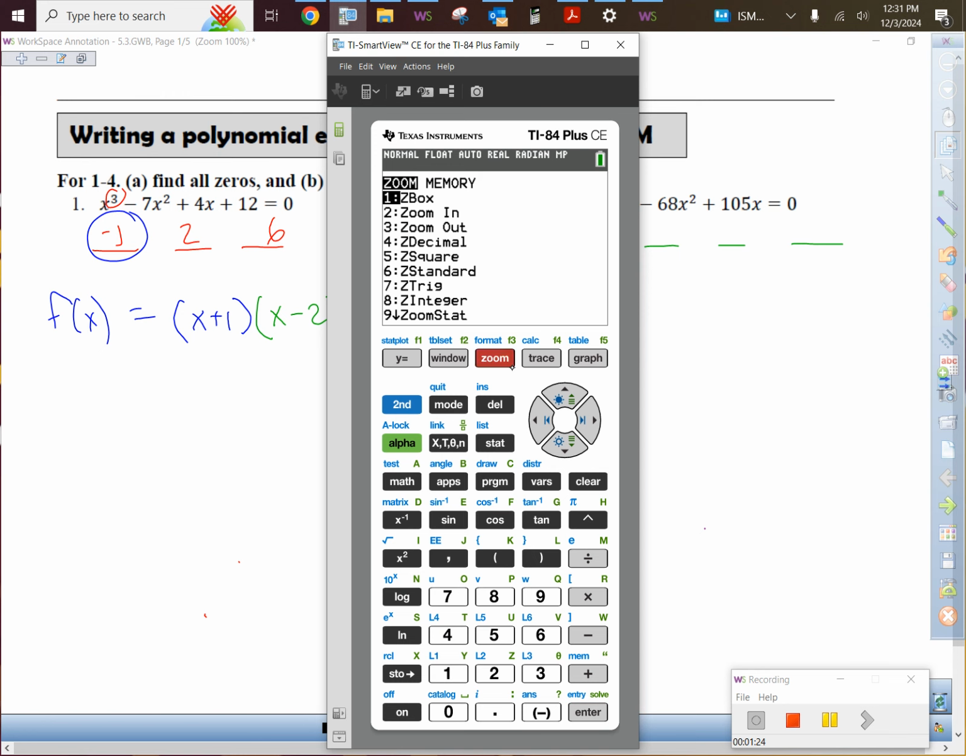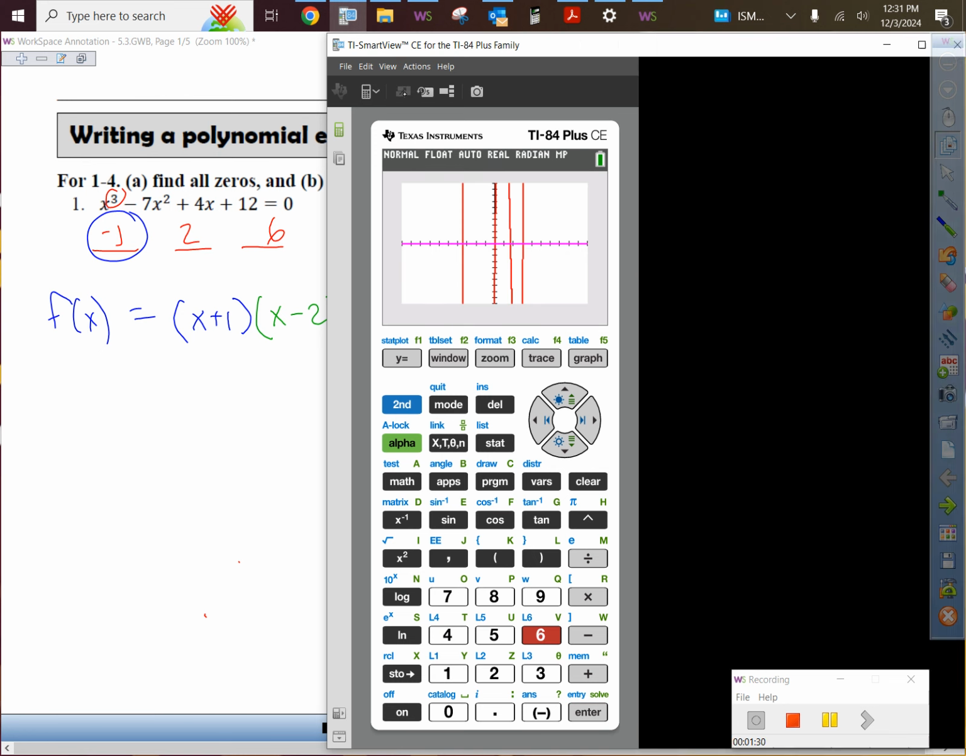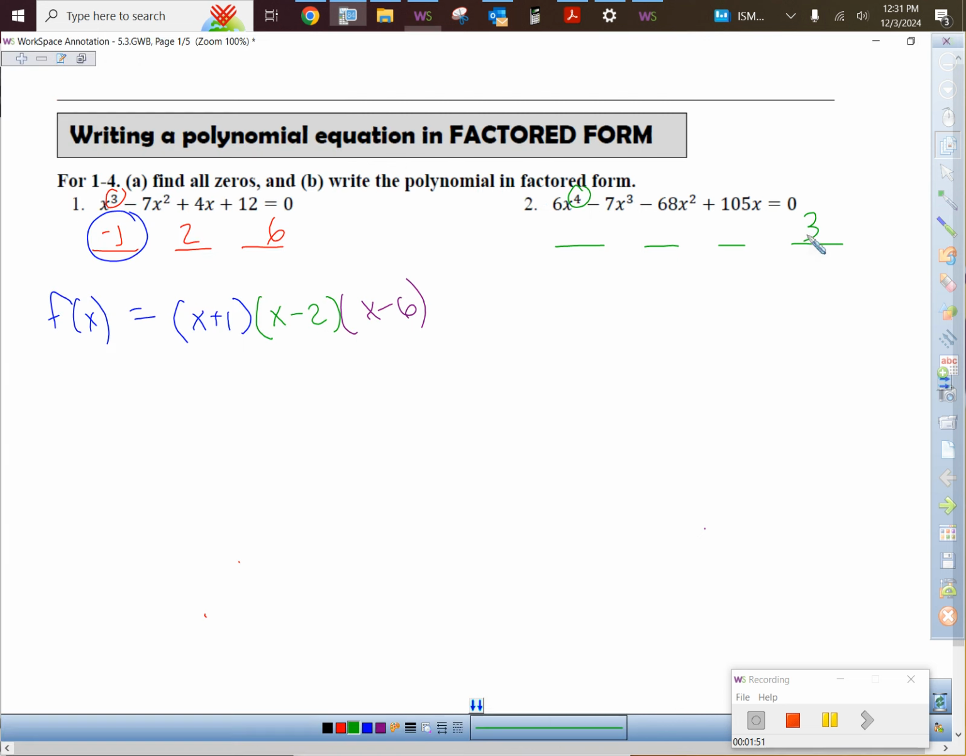If I hit zoom 6 after I've got that typed in, it's kind of a messy one, especially if you have a black and white calculator. Let me make this a little bit bigger. A black and white calculator is going to be very, very tough to see that right there is a 0 at 0 in this case. There's also one way over here in no man's land, and there's another one right here at 1, 2, 3. If I trace 3, yes, indeed, that did come out to be a 0. So 3 is the farthest most right one.